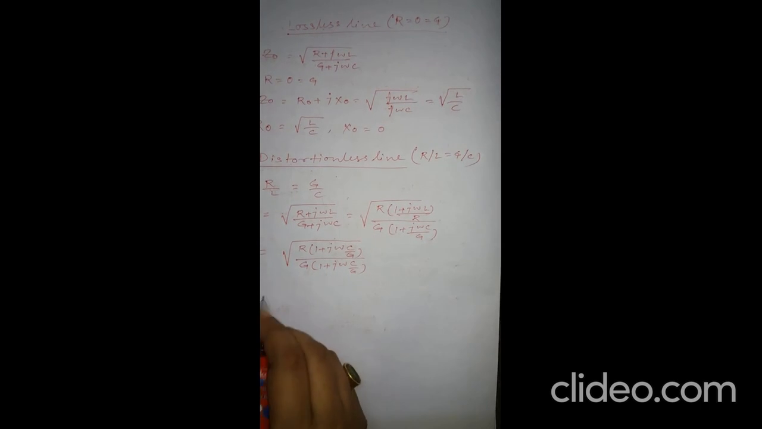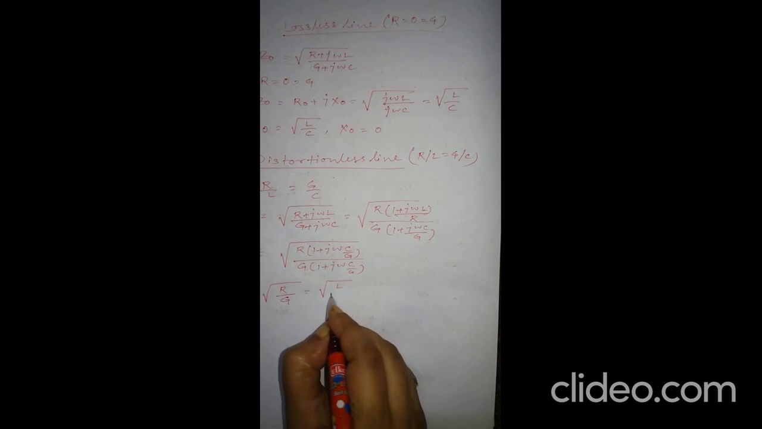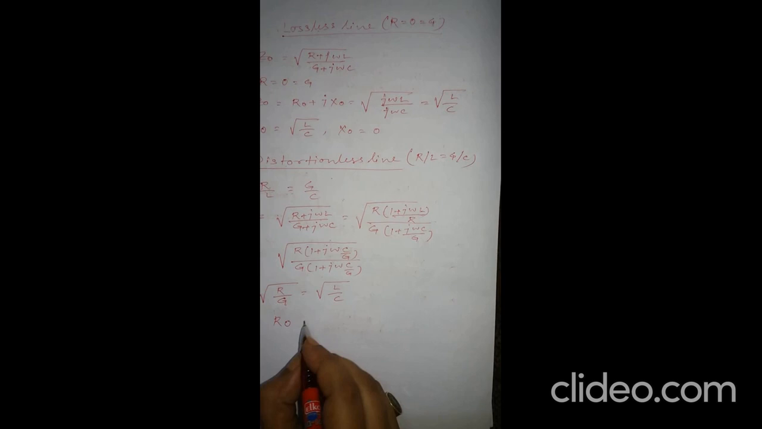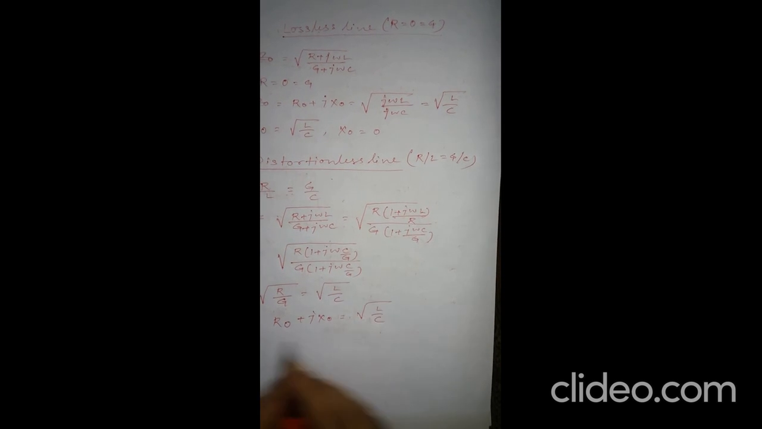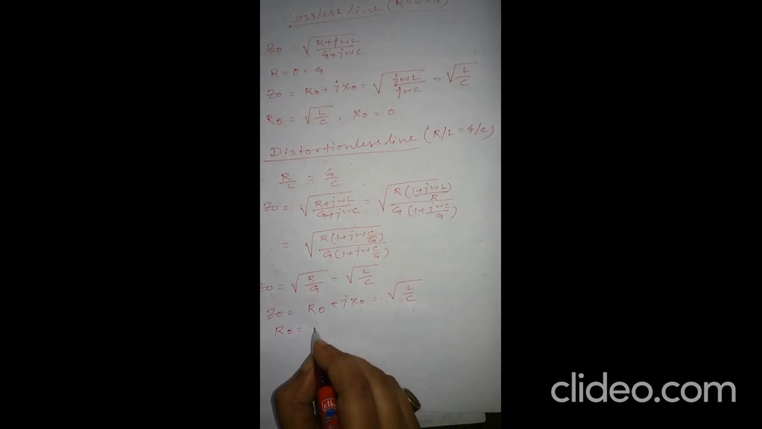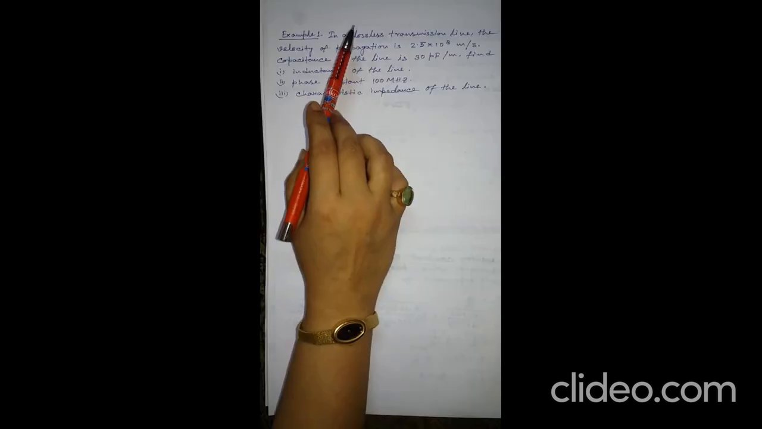Or Z0 equal to root over R by G equal to root over L by C. So Z0 equal to R0 plus jX0. We can write root over L by C. R0 equal to root over L by C and X0 equal to 0.